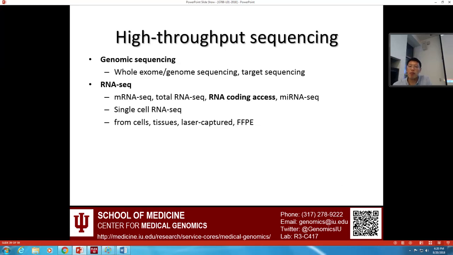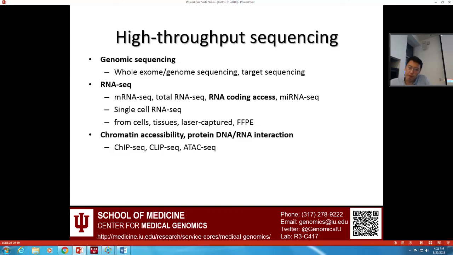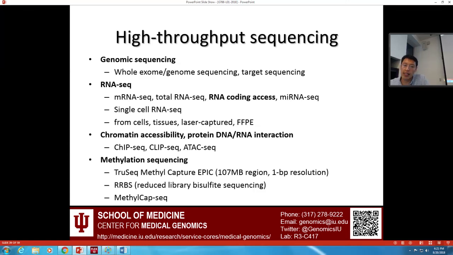So those RNA can be from cells, from tissues, from laser captured or FFPE, which means normally you get a very, very small amount of RNA that is very much degraded. So we can still get a very reliable signal. And we have been doing a lot of ChIP-seq, CLIP-seq. CLIP-seq is the RNA version of the ChIP-seq, and ATAC-seq, and those are some of the newer assays that measure the chromatin accessibilities, and it has become very, very important in epigenetic studies. And Dr. Jun Wan just joined us. He will be talking about those towards the very end of the course, how to deal with the data analysis.